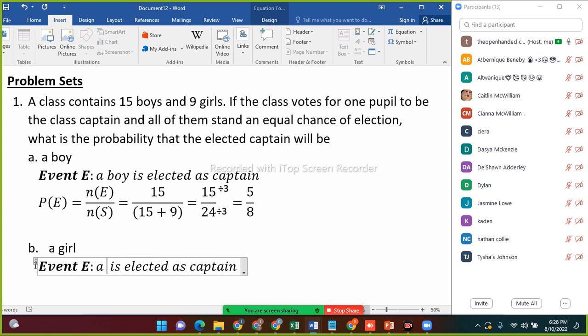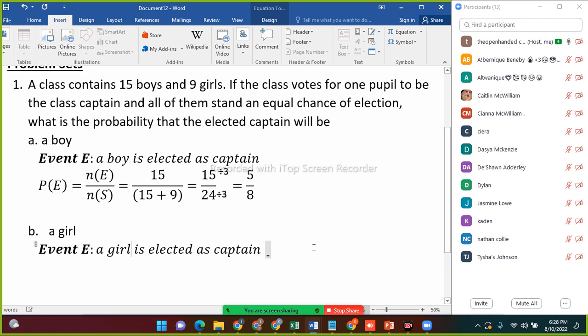Even if we use our class, how many girls are in there? 1, 2, 3, 4, 5, 6, 7, 8 girls. And how many boys? We have 1, 2, 3, 4. So 8 girls to 4 boys. So yeah, there's usually more girls than boys. So I don't understand this class. Yeah, there are more boys than girls. So it's an interesting class. A girl is elected as captain. But sometimes that could happen. It happened before. A girl is elected as captain.